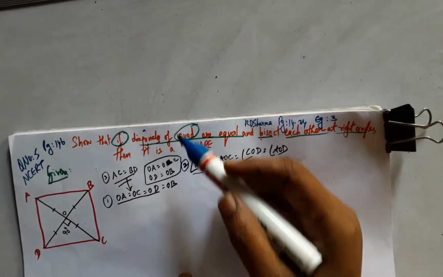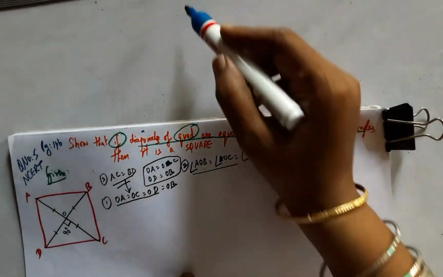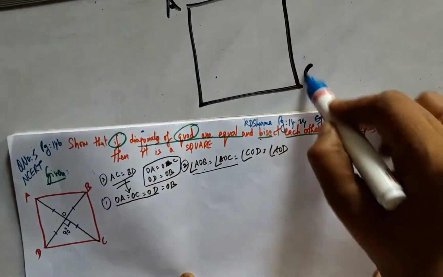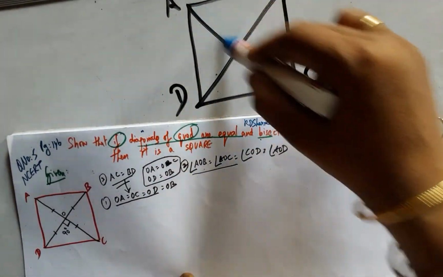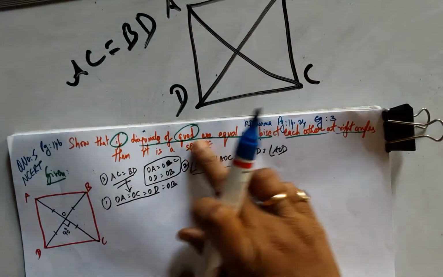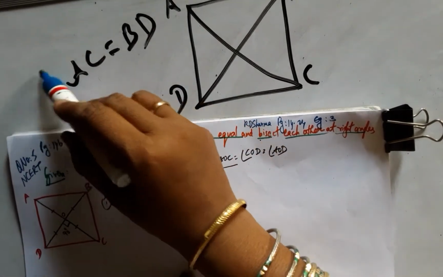Let me quickly explain this. If diagonals of a quadrilateral are equal, a quadrilateral ABCD has been given and the diagonals AC equals BD. That is the first thing. Diagonals are equal. This is the first point.